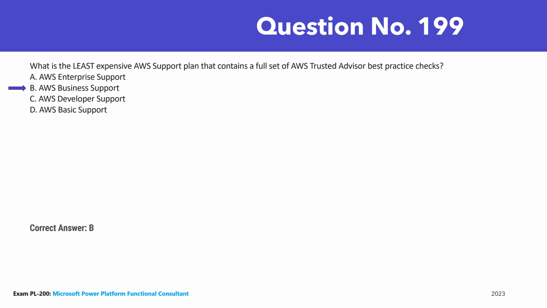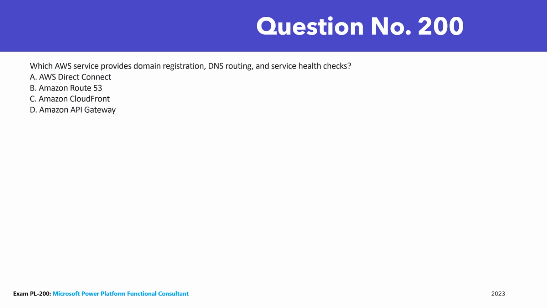Which AWS service provides domain registration, DNS routing, and service health checks? A. AWS Direct Connect. B. Amazon Route 53. C. Amazon CloudFront. D. Amazon API Gateway. Correct answer, B.